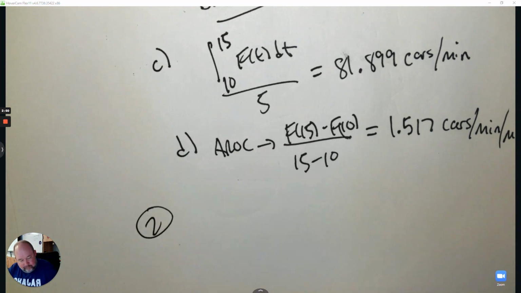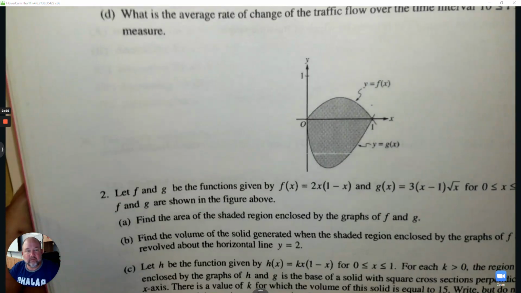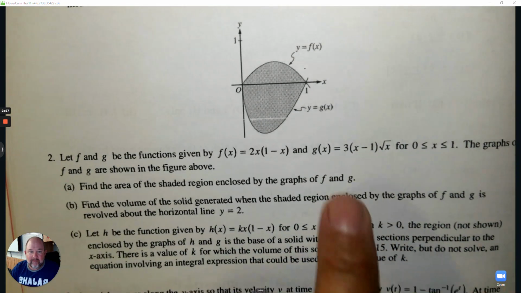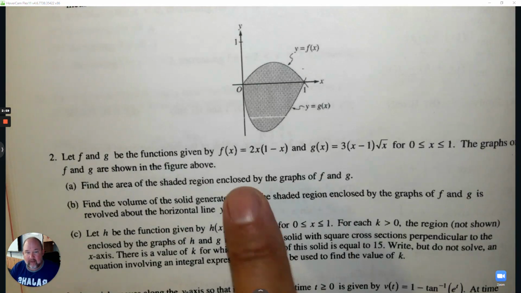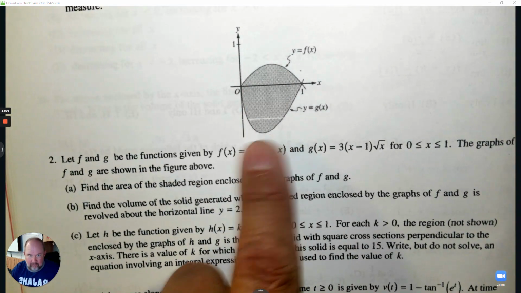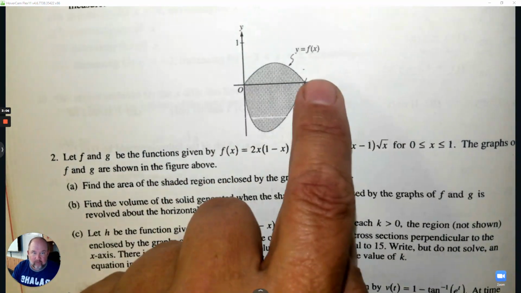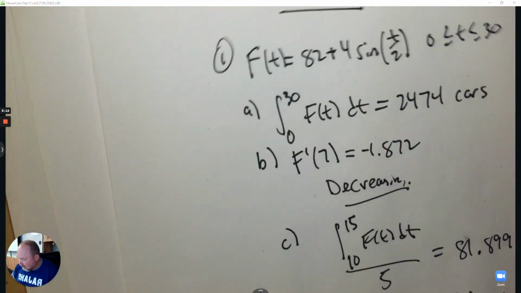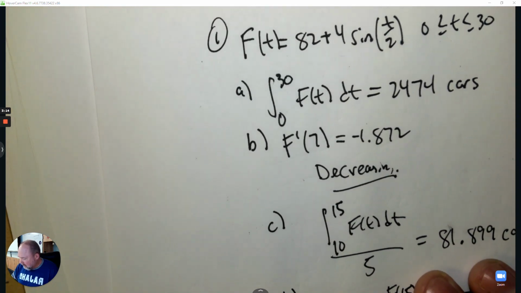Number 2. You're given a graph, and you're asked to find the area enclosed by these graphs. So we're going to go top, subtract, bottom, right, for that. And it goes from 0 to 1. So the setup's pretty simple. You already know you're integrating. You know it's from where to where.